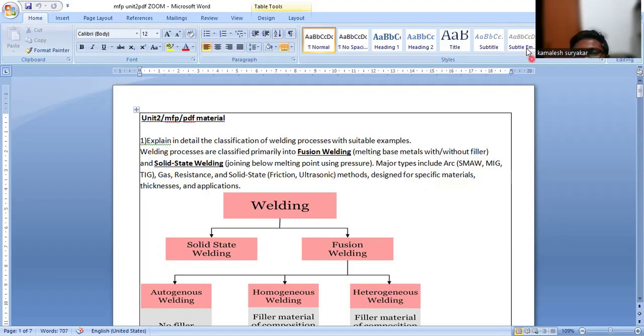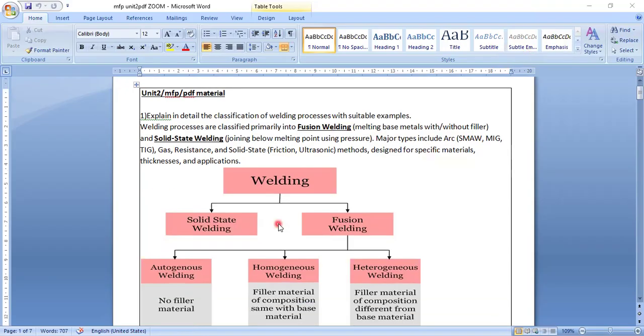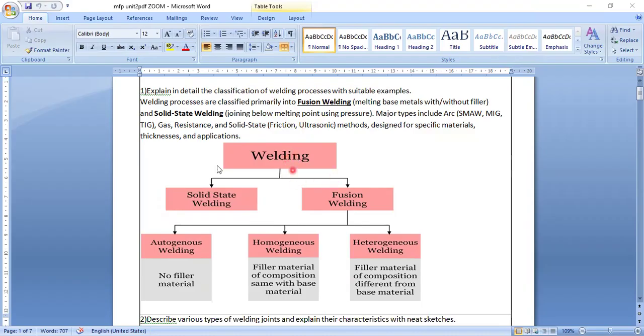So let us take the first question here: explain in detail the classification of welding process. The second unit is dealing with the welding process. Here you can see: explain in detail the classification of welding process with suitable examples. So generally we see the diagram directly.